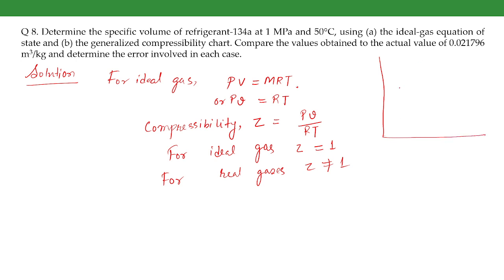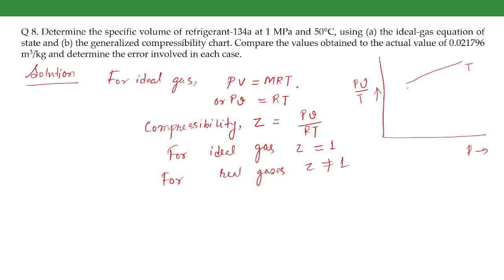At any particular temperature, if we plot the value of PV by T with respect to the pressure, then throughout the expansion process there will be different values of pressure and specific volume, keeping the temperature constant. This PV by T ratio, when plotted against pressure for any particular temperature T, will follow a profile like this.